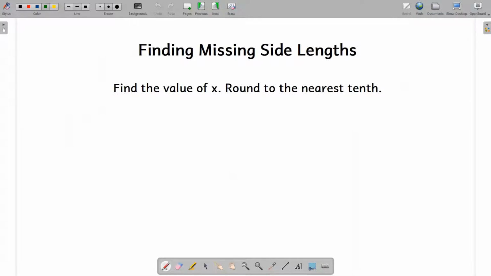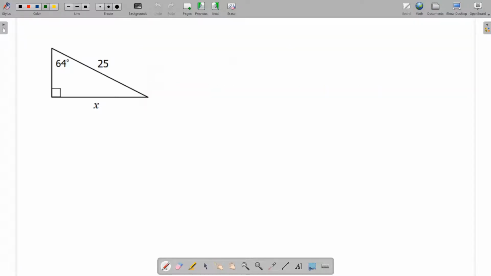Now, what we typically use sine, cosine, and tangent for is for finding missing side lengths. So we're going to do this for a couple problems. We're going to round to the nearest tenth for these. So we have an angle, a hypotenuse, and a missing side. So we're trying to find x. Now, the angle that we're given here is going to serve as our theta. So based on the angle, we want to decide which sides we have. We have the opposite side, and we have the hypotenuse.